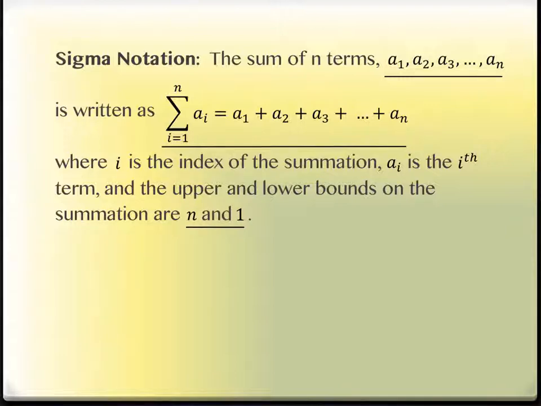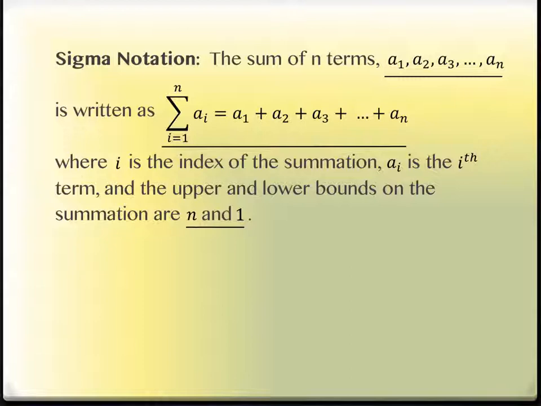Sigma notation is a shorthand way of writing a bunch of things added together. That's all it is. Okay? In mathematics, we like efficiency. We like to be able to do things with as little writing, as little notation as we can. And so you see shorthand notation in mathematics all the time. This is one of those places.